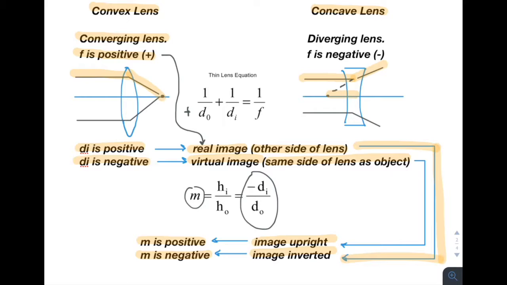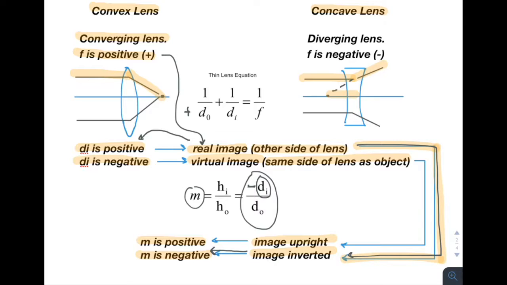And that means if the image is real, then DI, the distance of the image, has to be positive. If the distance of the image is positive, then the image is going to be inverted. And as we continue, if the image is inverted, the M will be negative, because if we plug in a positive value for DI, we're going to end up getting a negative value overall for the M.